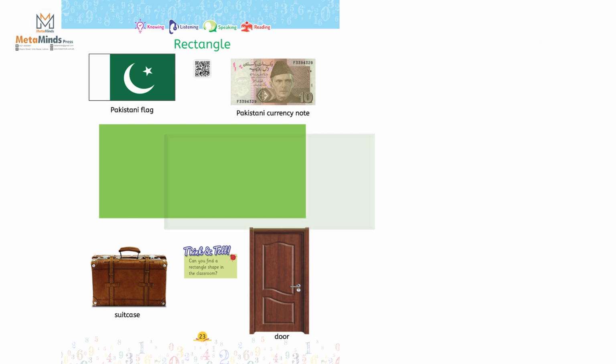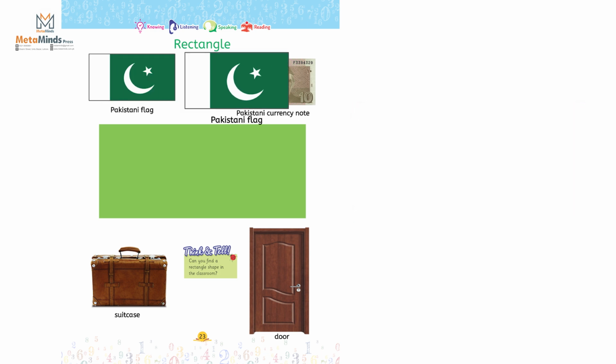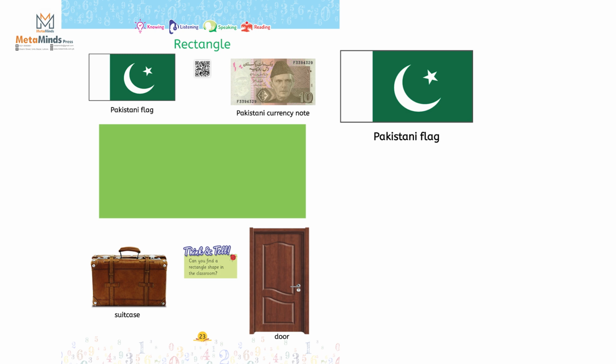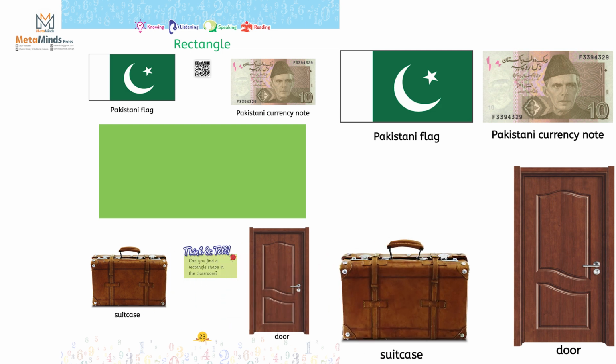And our last shape is the rectangle. Rectangle also has four sides and four corners. Some things are related to rectangle as well: our Pakistani flag, our Pakistani currency note. All the notes are in rectangular shape. The door and a suitcase.